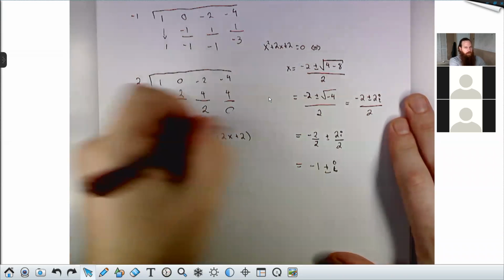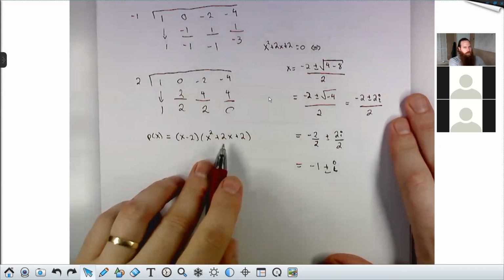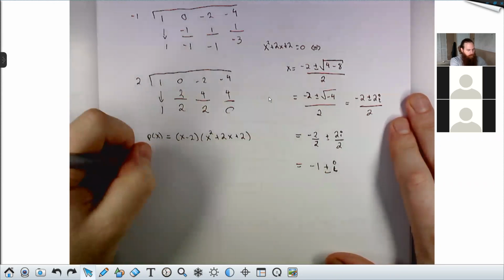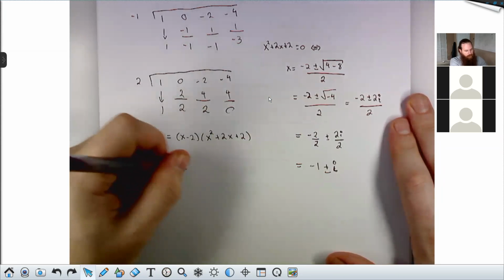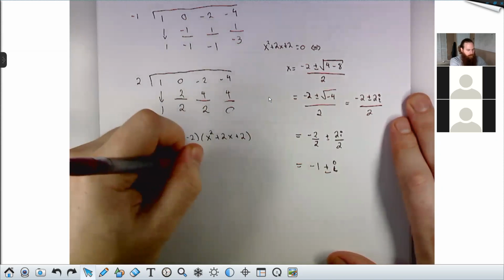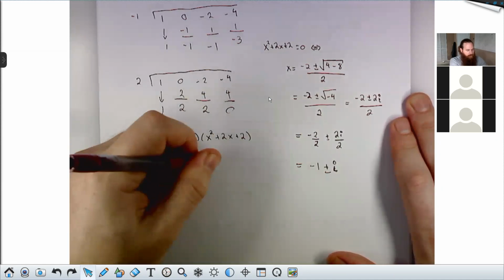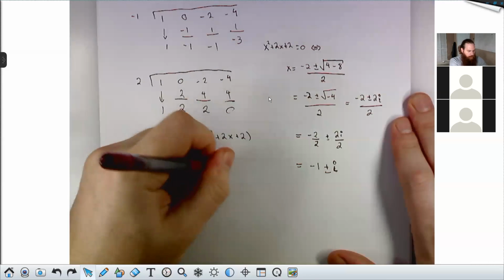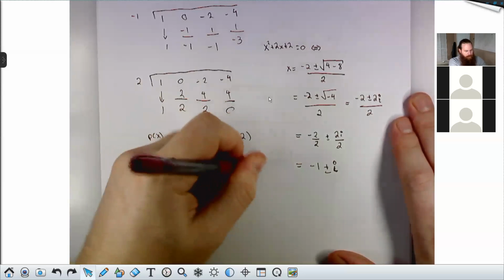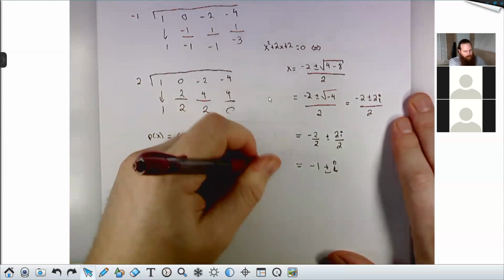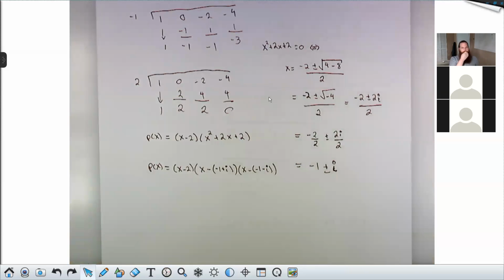So here's that thing factored into linear and irreducible quadratic pieces. And if you want to factor all the way over complex numbers, you would have x minus 2 times x minus negative 1 plus i times x minus negative 1 minus i. That is our fully factored over the complex numbers polynomial.